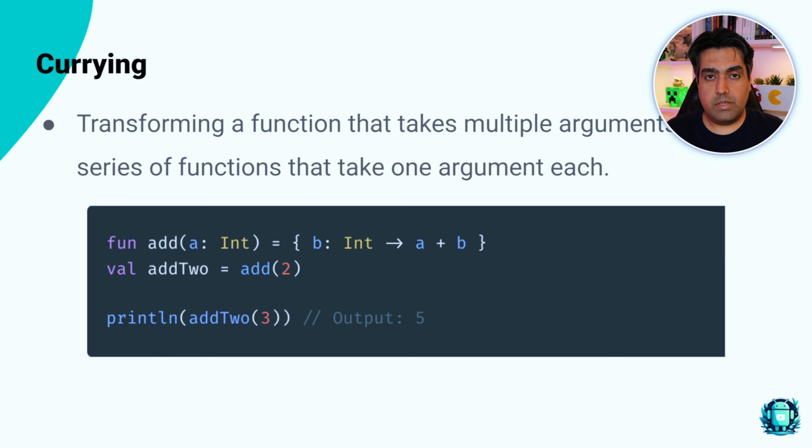The add is a curried function which takes a single argument a and returns another function that takes a single argument b and adds it to a. Based on this statement, the add2 is a higher order function which now has 2 as value for the a parameter. And invoking it by passing 3 to it gives us 2 plus 3 as result.